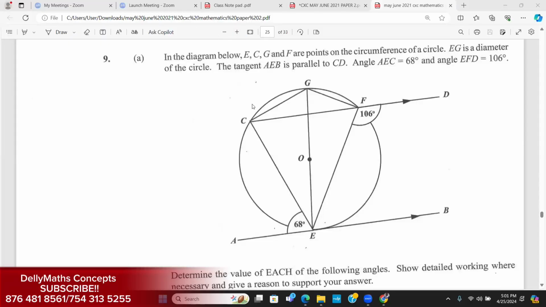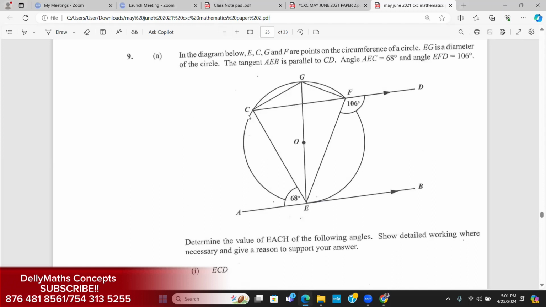What we're looking at today is we're continuing to review CXC questions, seeing that the exam is coming up.